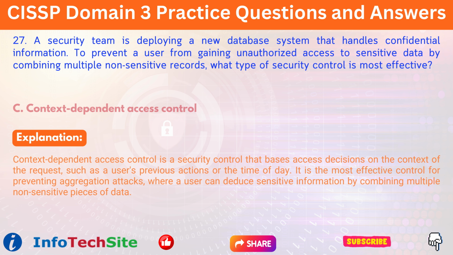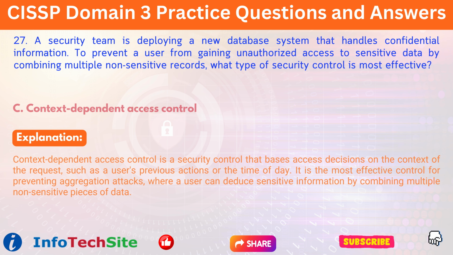Context-dependent access control. Explanation. Context-dependent access control is a security control that bases access decisions on the context of the request, such as a user's previous actions or the time of day. It is the most effective control for preventing aggregation attacks, where a user can deduce sensitive information by combining multiple non-sensitive pieces of data.